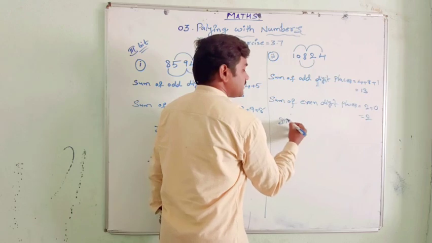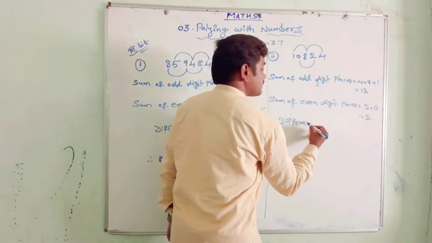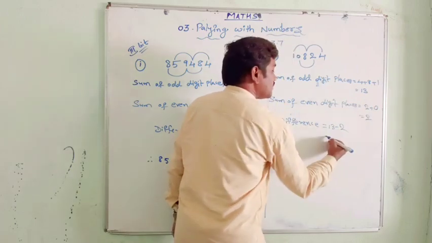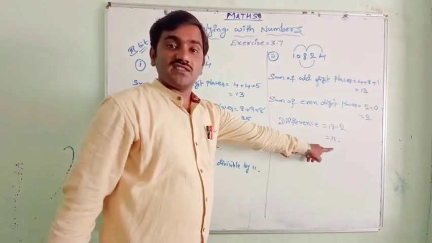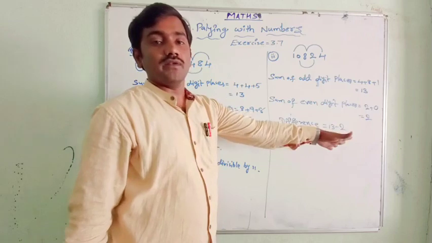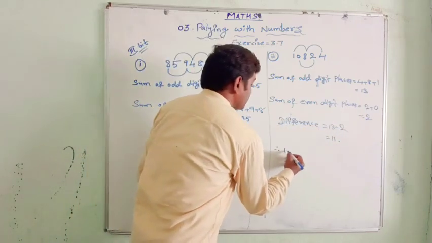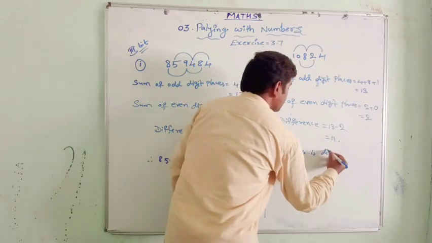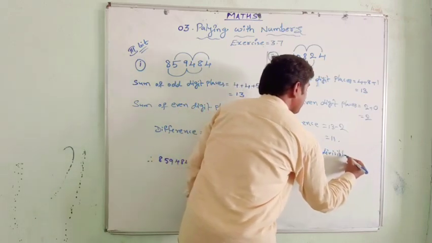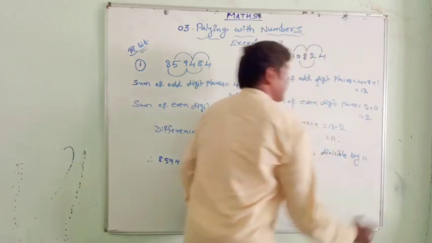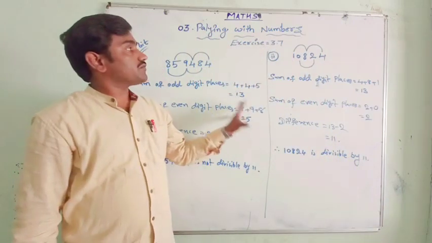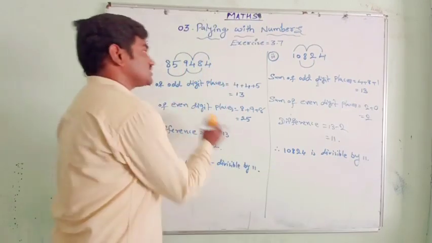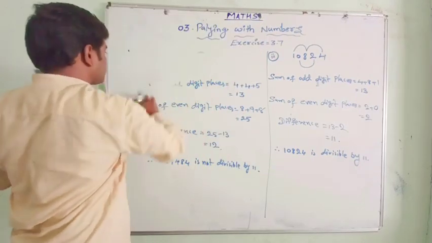Now the difference: 13 minus 2 is 11. Is this 11 divisible by 11? Exactly, 11 ones are 11. So therefore 10,824 is divisible by 11. The remaining questions from this bit you need to do, as well as the remaining questions from the first and second bit also.